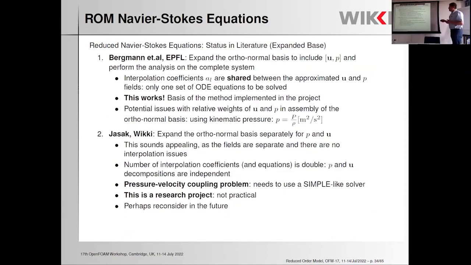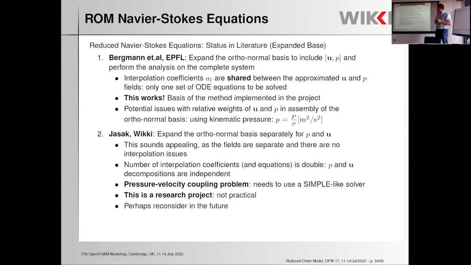And finally, Bergman from EPFL says the right thing. Interpolation coefficients, AL, are shared between velocity and pressure. So that means that my complex variable that I'm solving for is Ux, Uy, Uz, and p. And it makes sure that I can reconstruct the pictures of all of them. The second one is the weighting. My lower case p needs to be capital P over rho, and I can introduce some sort of prefactor to combine between the two of them. And guess what? I don't need to do anything.